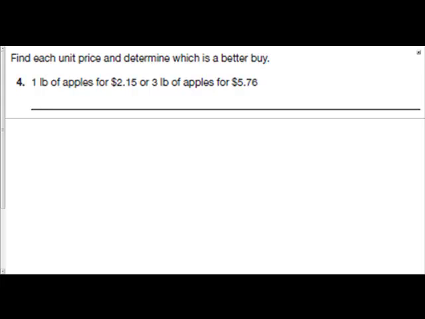The question here is to find a unit price and determine which is a better buy. 1 pound of apples for $2.15 or 3 pounds of apples for $5.76. So there are two ratios here, comparing dollars to pounds. Dollars to pounds. Two different ratios. Here's ratio 1, or rate 1, and here is rate 2. Which one of these is a better buy?